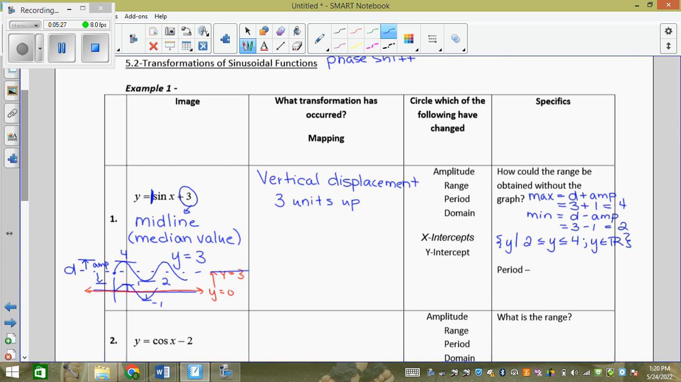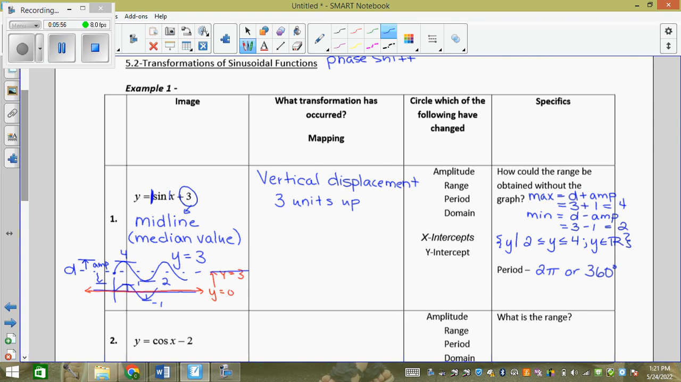How do I get the period of this graph? It's 2 pi. Why? My horizontal stretch is what's in front of my x, and it's a 1. So has the graph been stretched wider or narrower at all? No. And sine graphs and cos graphs have periods of 2 pi, or 360 degrees.